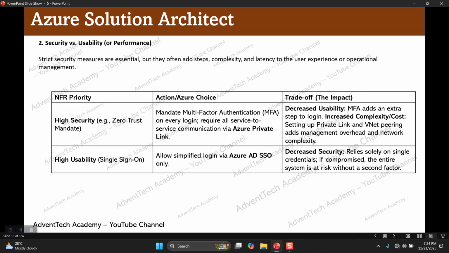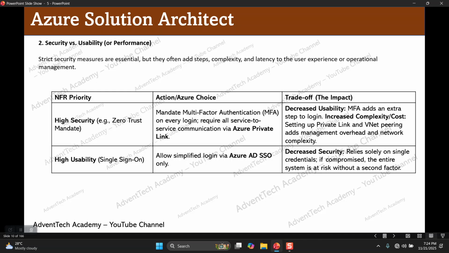Another trade-off is security and usability. Strict security measures are essential, but they often add steps, complexity, and latency to the user experience or operational management. If you implement strict security policies, that will lead to complexity and latency. If the NFR priority is high security, that is like implementing the zero trust framework for all the digital assets: user accounts, data, apps, user devices, cloud infrastructure, everything.